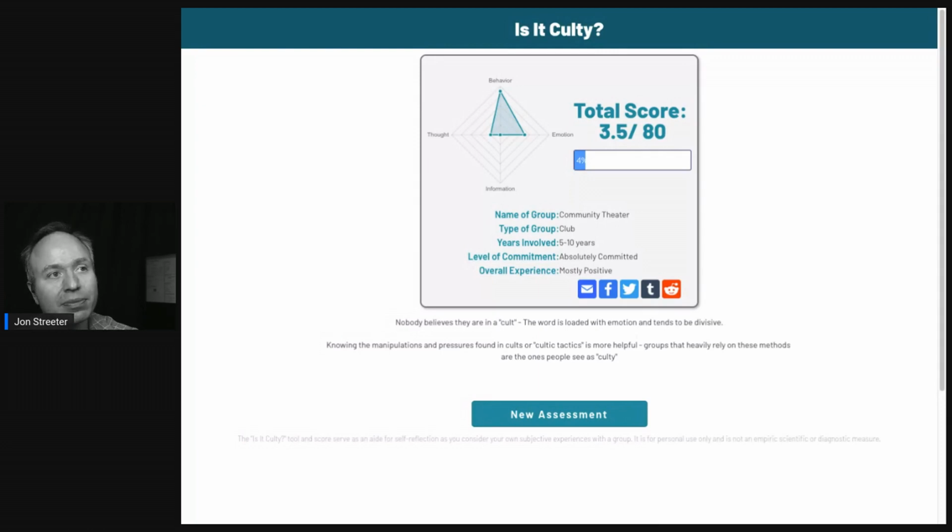Given the nature of theater, I could believe that there could be theaters far worse than the community theater I'm part of that could genuinely be very culty. Yeah. But I believe this does seem pretty appropriate, honestly.